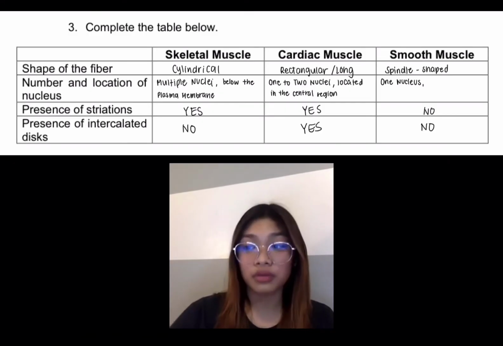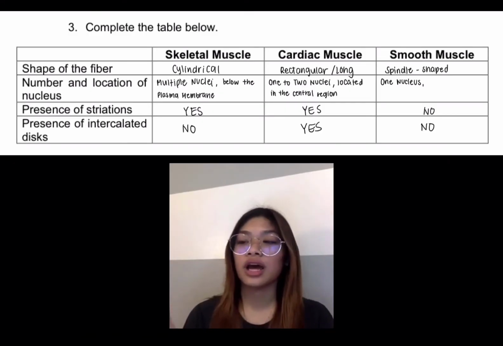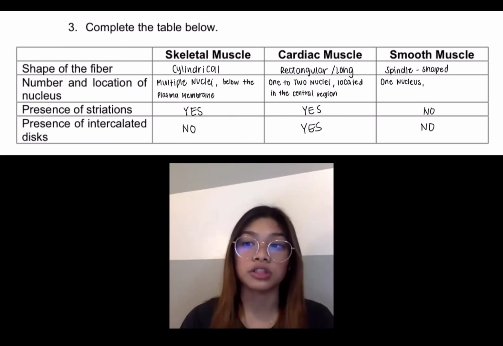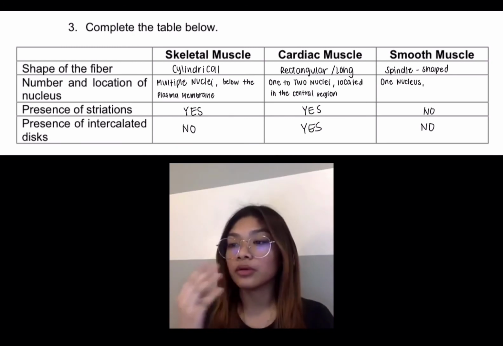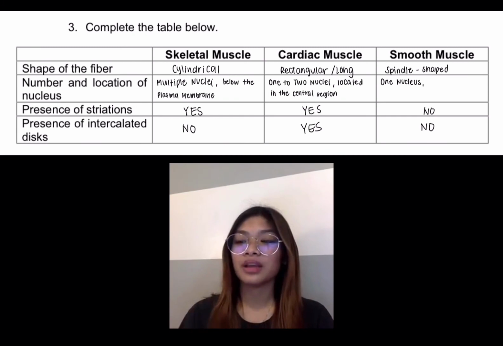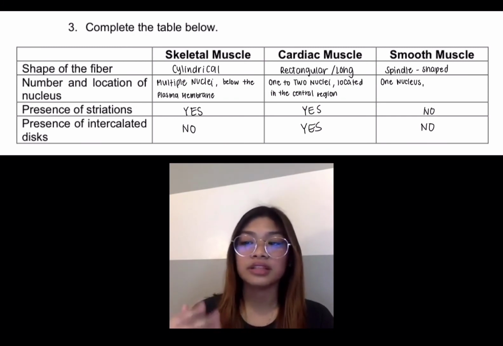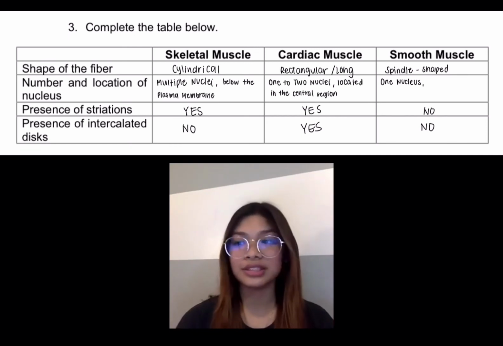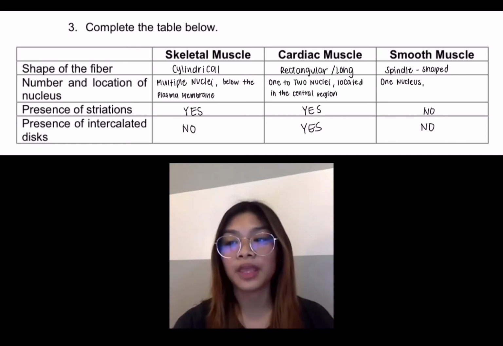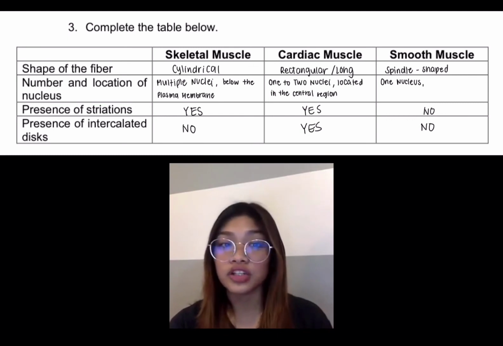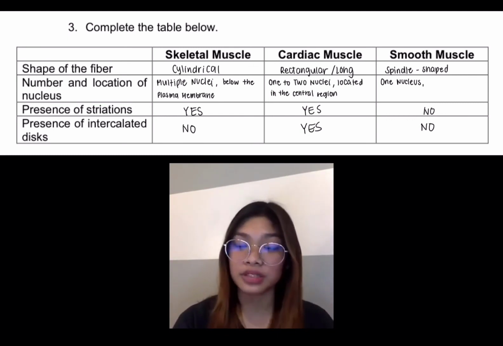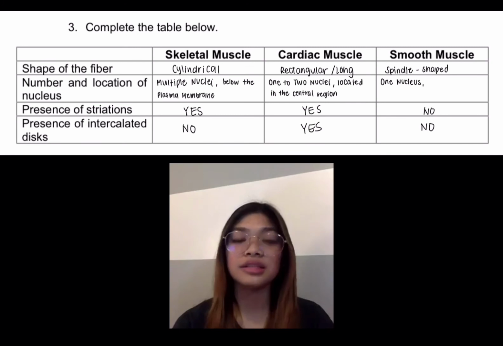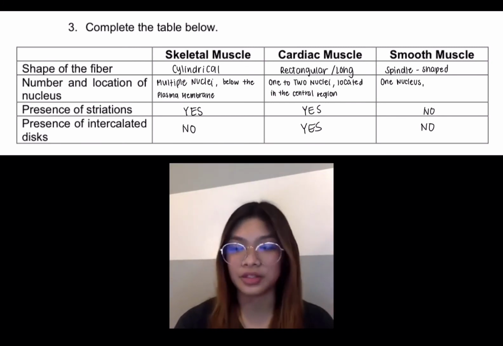And number 3 is complete the table, which has skeletal muscles, cardiac muscles, and smooth muscles. So for the first table, for the skeletal muscle, the skeletal muscles have a cylindrical shape of the fiber, and it is multinucleated, and the location of the nucleus is near the plasma membrane. Striations are present in the skeletal muscles, while the intercalated disc isn't present in the skeletal muscle.